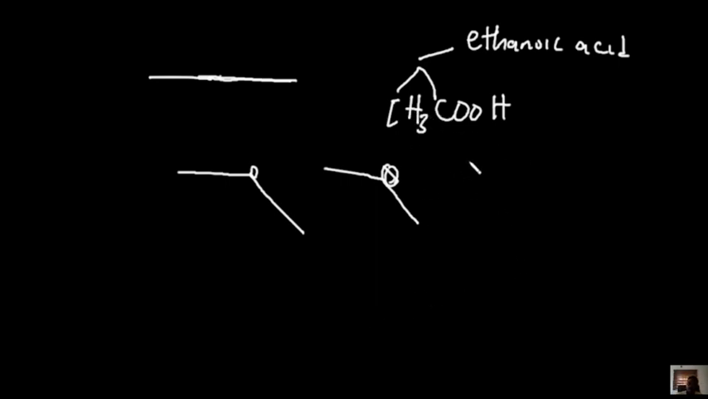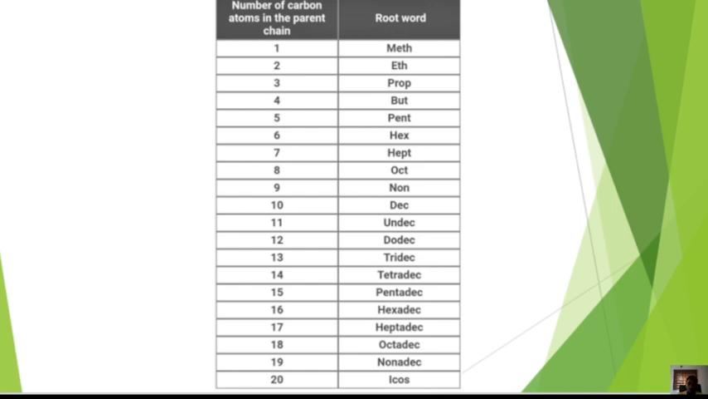Now, once the parent chain has two carbon atoms, it is referred to as eth. If it has three, it is prop. If it has four, it is but. If it has five, it is pent, and so on and so forth, as you can see on the screen, down to 20. 20 is icos, 21 is henicos, 22 is docos, and the rest of them.